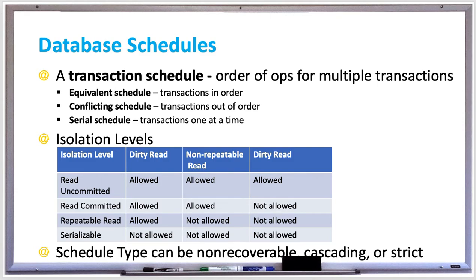Also, schedule types can be non-recoverable, cascading, or strict. A non-recoverable schedule is when no transactions can be rolled back. This may violate the ACID properties since rollback is required for atomic and durable transactions.